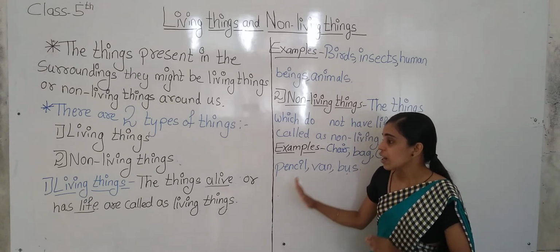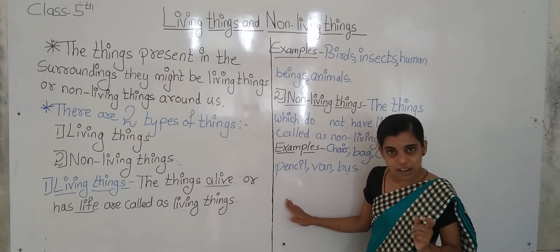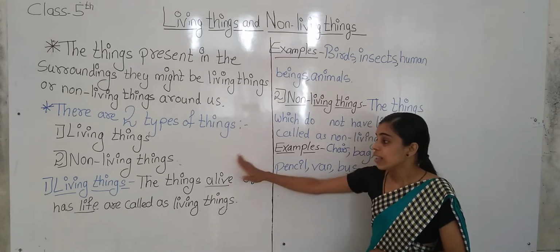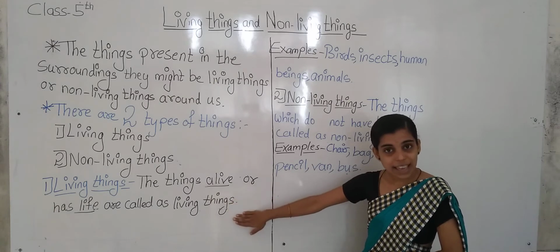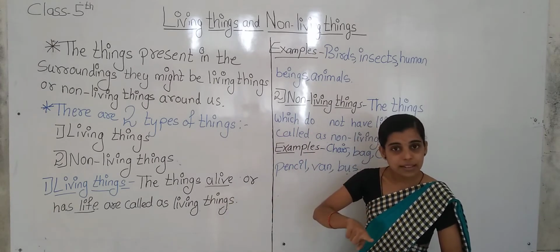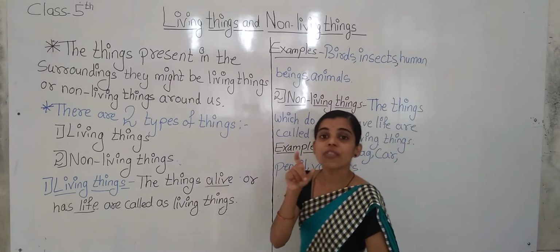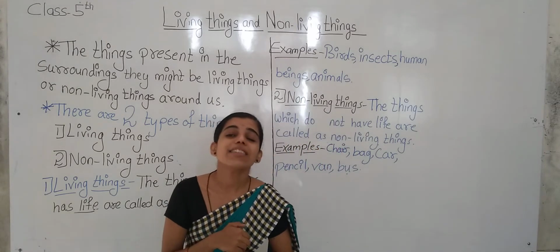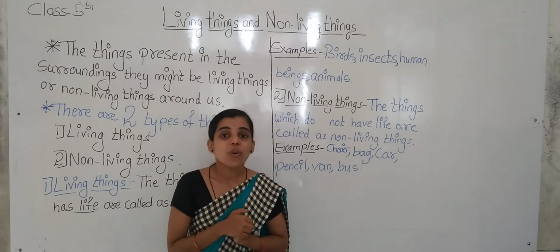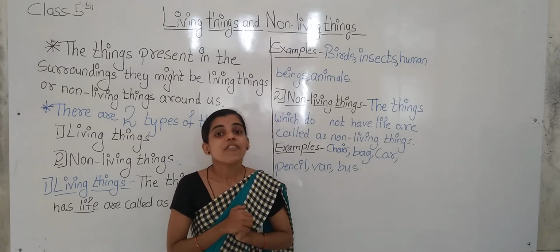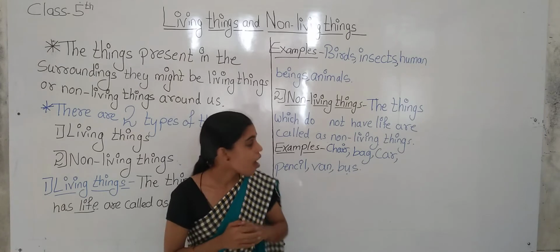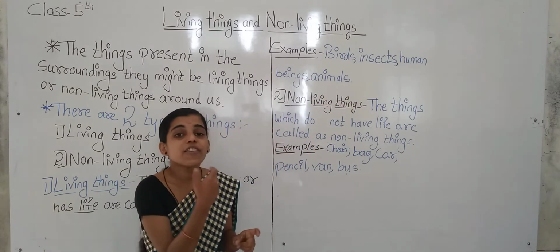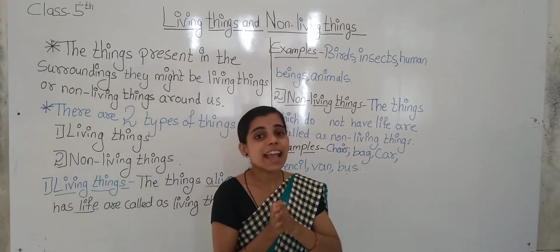So children, in today's class, we discussed non-living things and living things, the meaning of living things with examples, and the meaning of non-living things with examples. I will ask you one question. Give me five examples for non-living things. You should tell me different non-living things examples.